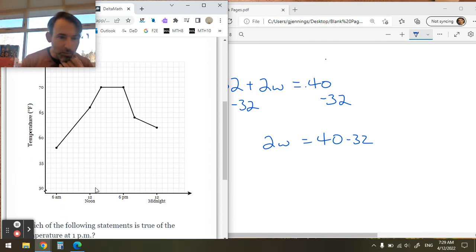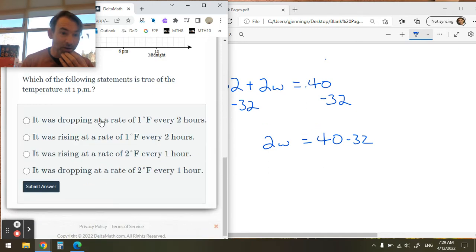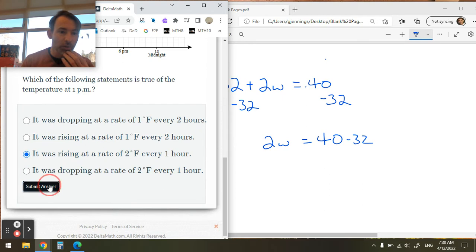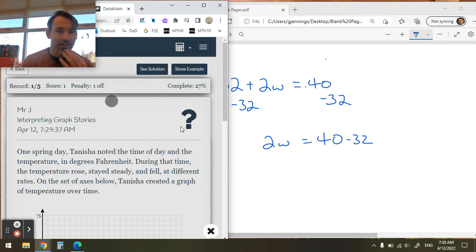So here it is 1 p.m., and I come up here from 1 p.m., and I notice it's rising at 2 degrees per hour. Okay, it was rising at 2 degrees Fahrenheit every 1 hour. How do I notice that? Well, I see that it goes over 1 and up 2. So I have to be able to read that slope. Submit that answer. Yes. Good.